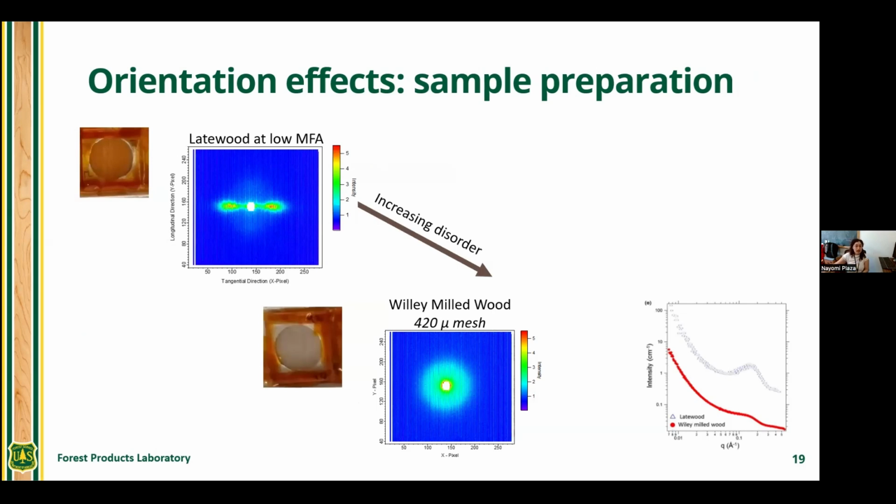Here I have a late wood sample with a low microfibril angle that's scattering. You can see really nice sharp peaks, very anisotropic scattering. And then here I have a Wiley milled wood sample, so it essentially looks like a dispersible material.